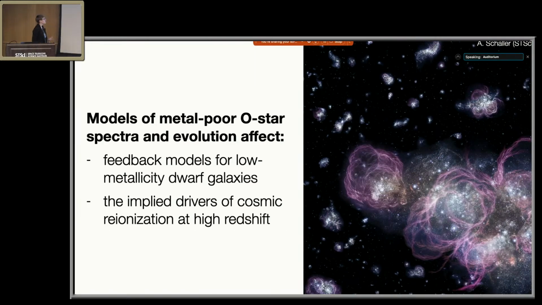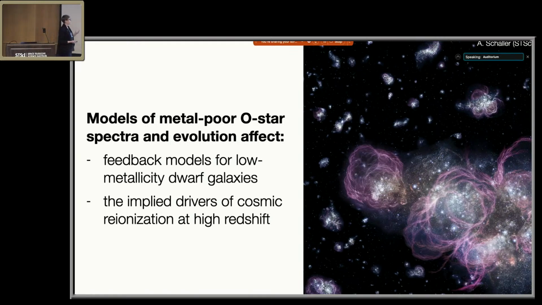So 2 years into the JWST mission lifetime, we have already seen this population of low metallicity galaxies at high redshift that have pretty unexpected properties. And there's still a lot of intense interest in the extragalactic community in understanding their contribution to cosmic reionization.